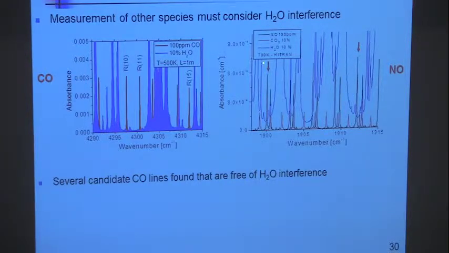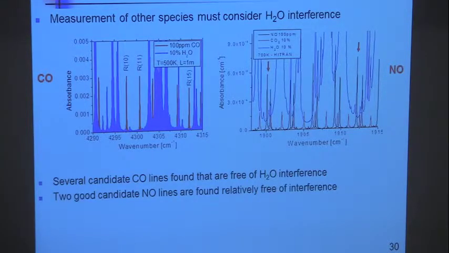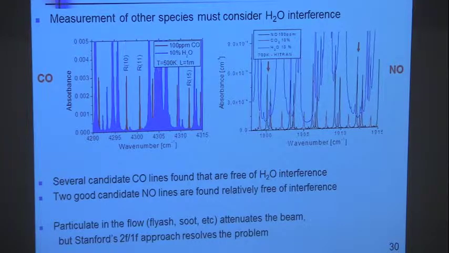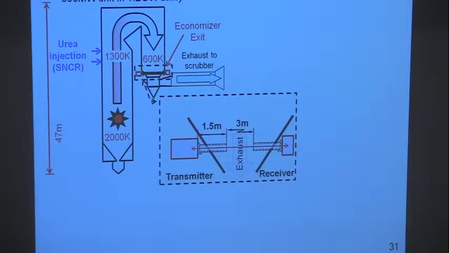Another possibility is right here. So we have to do this in the laboratory. You can't get all of this from HITRAN. You have to do some tests in the laboratory to see how well you can measure NO in the presence of CO2 and water at these conditions. Make sure that we really can do this. We found a couple of candidate NO lines. This is now not yet dealing with particulates, so we're going to have to use our 2F, 1F idea to get rid of the influence of particulates.